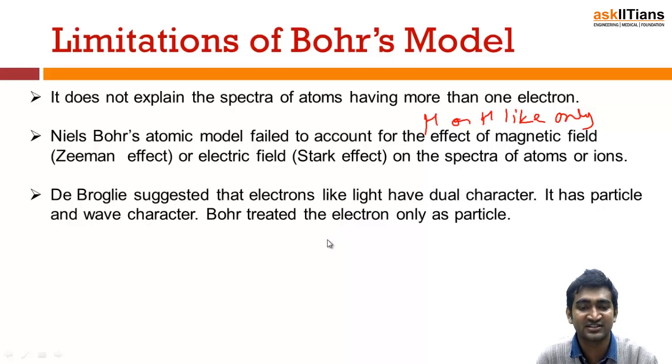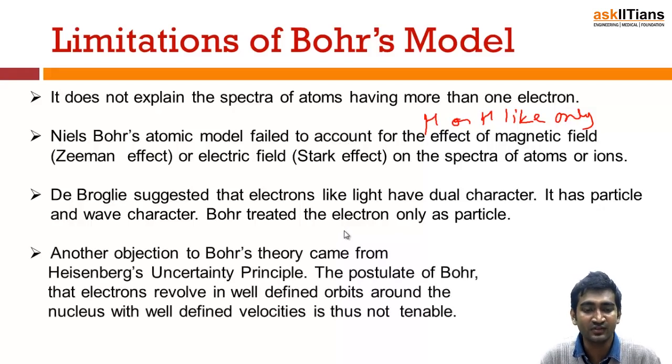So de Broglie suggested that electrons have a dual character now. So it has a particle and wave character. Bohr was trying to treat the electron only as a particle. In the further slides we will see how the duality nature evolved and is used in understanding atomic structure.